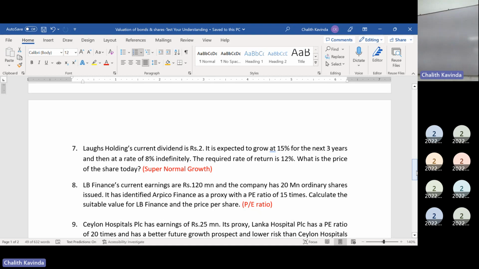Listen, it's supernormal growth. What is supernormal growth? Okay. So now we'll do this question by doing. We'll understand the things little by little. Question number 7.